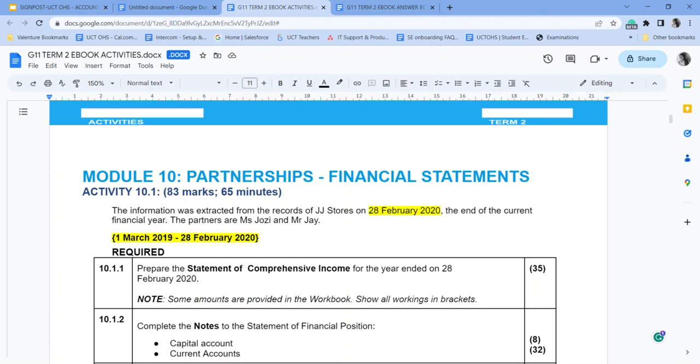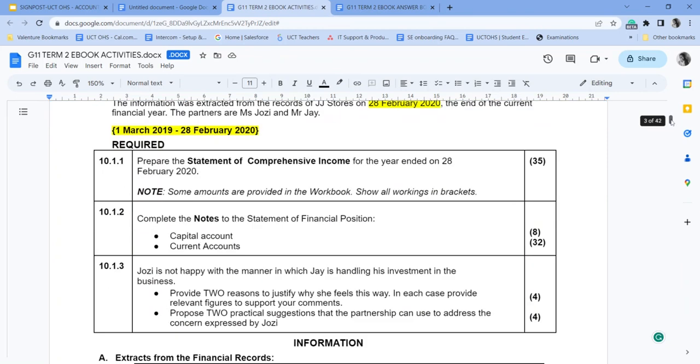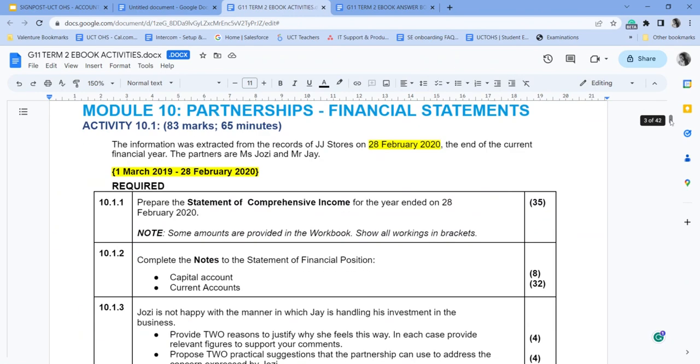Okay, so I am going to be going through the income statement in this question. Let's just take a look at what is required. You are provided with information here, and this was for module 10, which is activity 10.1. So what are they saying here? What is the information that we need to take into consideration in our calculation?